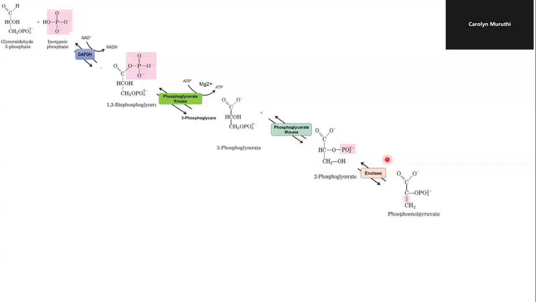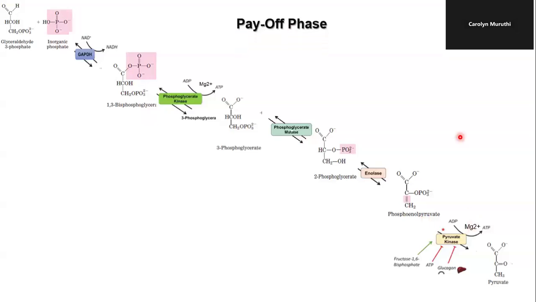And we then catalyze the conversion of 2-phosphoglycerate to phosphoenolpyruvate, which will donate a phosphate group to ADP, generating ATP and forming pyruvate. This is a reaction which is irreversible, catalyzed by pyruvate kinase, and it's inhibited by ATP and glucagon, but activated by fructose 1,6-bisphosphate. The enzyme also requires magnesium ion as a cofactor. This is what we call the payoff phase.